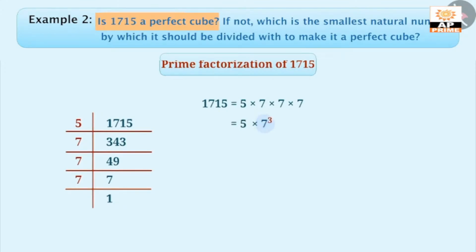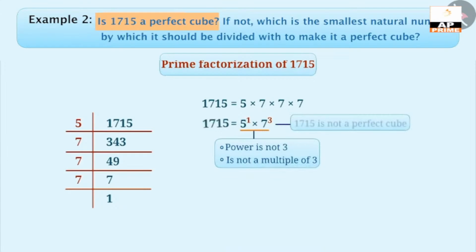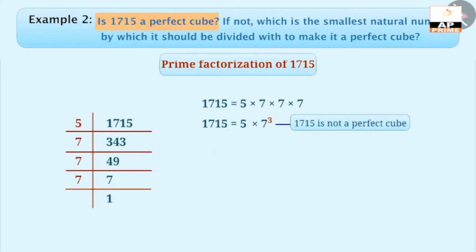As you can see, here the power of 7 is definitely 3, but the power of 5 is only 1. Since the power of all factors is not 3 or not a multiple of 3, we cannot call 1715 a perfect cube. If we remove 5 from the factors, we will get 7 to the power of 3, which is equal to 343, which is a perfect cube number.